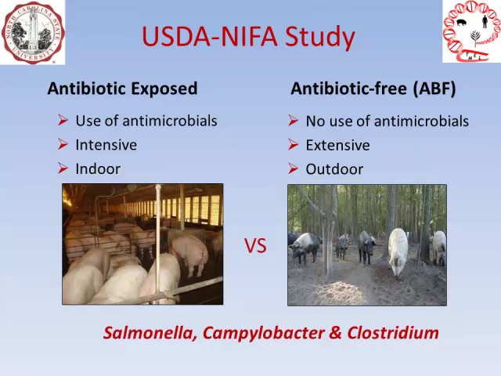And there is no use of antimicrobials, but if these pigs fall sick, they have to be treated, but then they lose their ABF status. So this group of pigs are your typical product that you will find, say, in Whole Foods. They're sold under naturally healthy hog or naturally grown pork. They are regulated by a third party to make sure that they are following the recommendations and the requirements to have that status. And then we compared three different pathogens, Salmonella, Campylobacter, and Clostridium difficile, from these two groups of pigs.